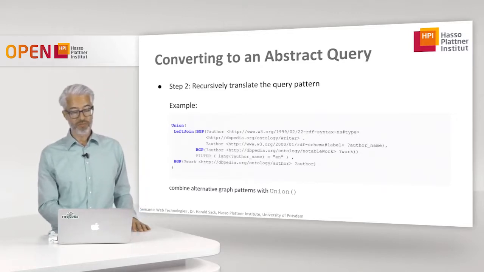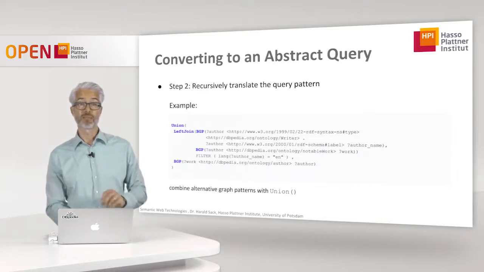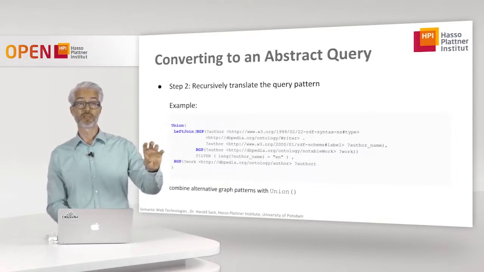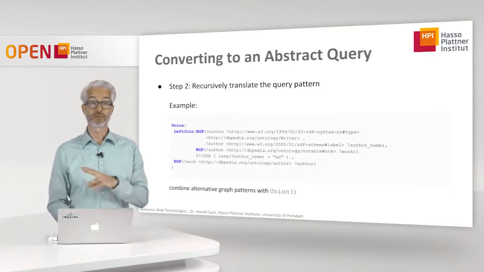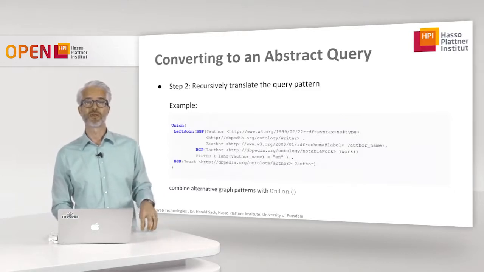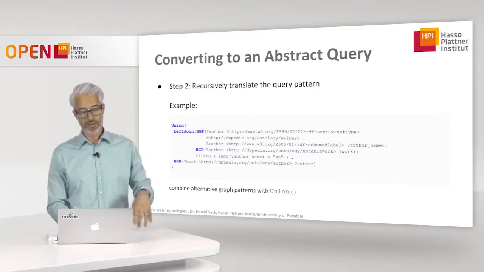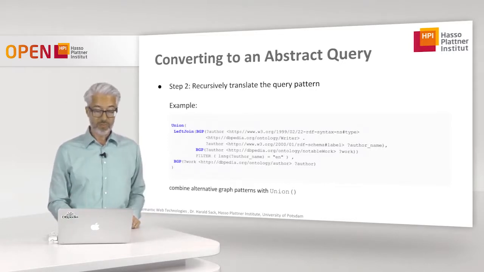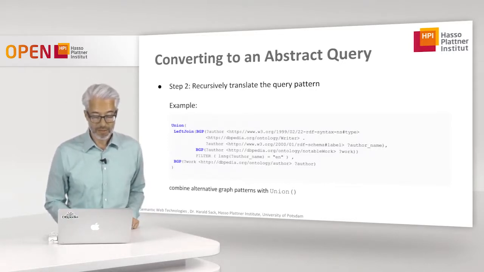The next thing is to substitute the keyword union with a union expression. Then, of course, we have the union of the first part and the second part. The first part was this left join, and the last part was this last graph pattern where we have work and then author, which has an author. This should be combined in a union statement.